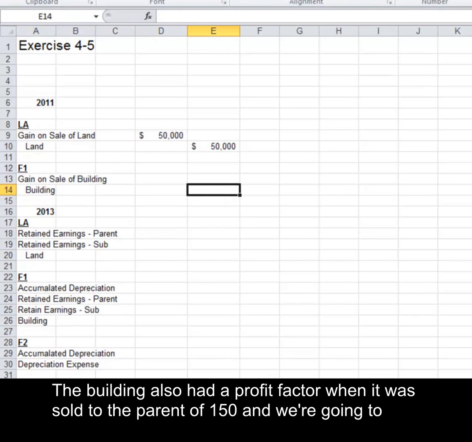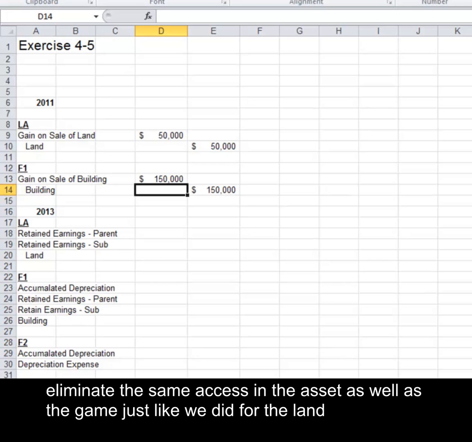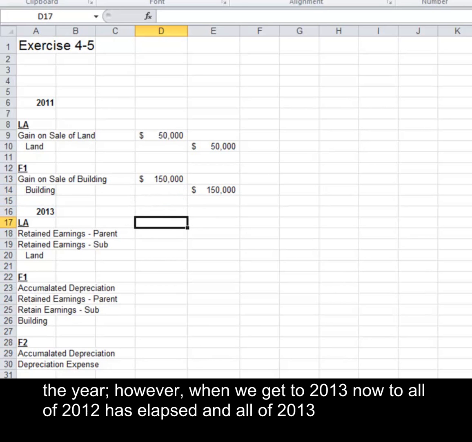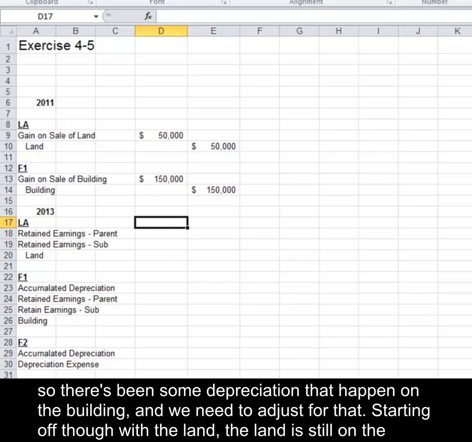The building also had a profit factor when it was sold to the parent of $150,000, and we're going to eliminate the same excess in the asset as well as the gain, just like we did for the land. For 2011, that's all there is to it because you see that the transaction happened at the very end of the year. However, when we get to 2013 now, all of 2012 has elapsed and all of 2013, so there's been some depreciation that happened on the building and we need to adjust for that.